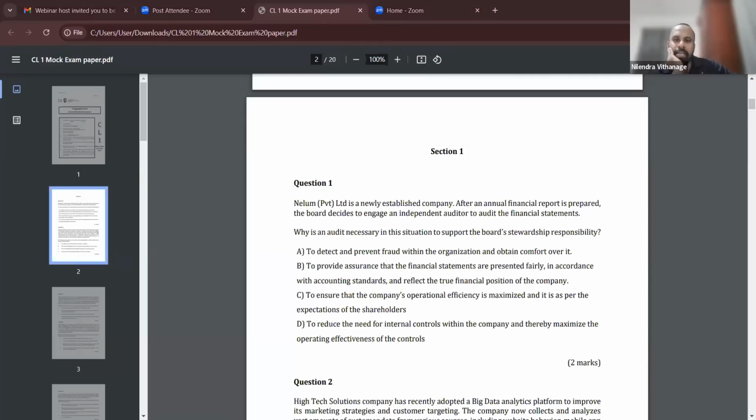Nelo Private Limited is a newly established company. After an annual financial report is prepared, the board decides to engage an independent auditor to audit the financial statements. Why is an audit necessary in this situation? To support the board's stewardship responsibility.